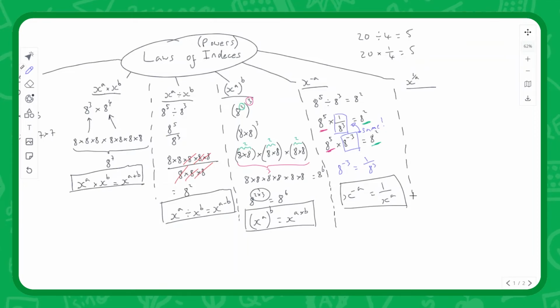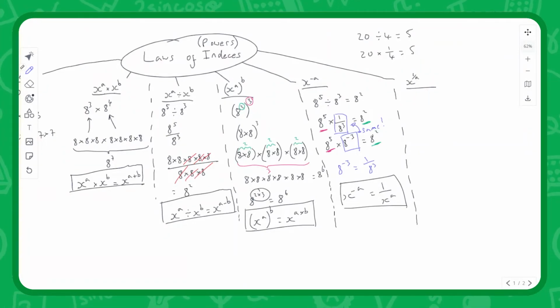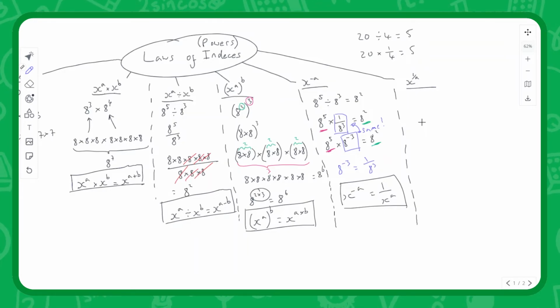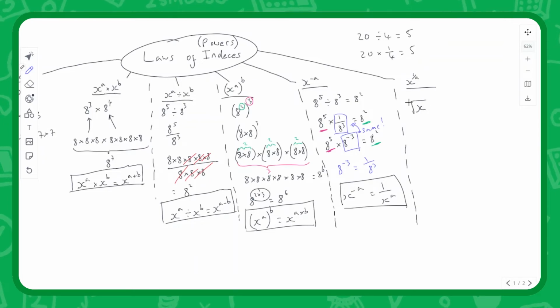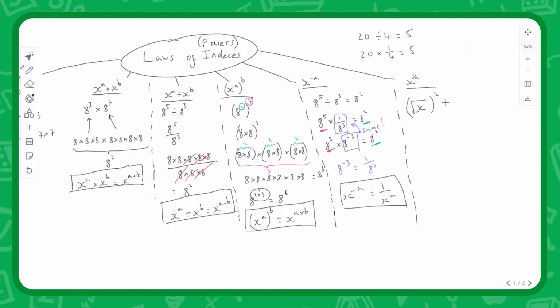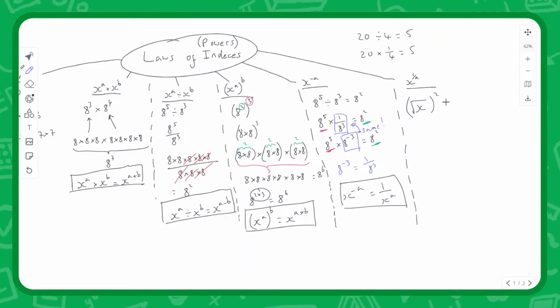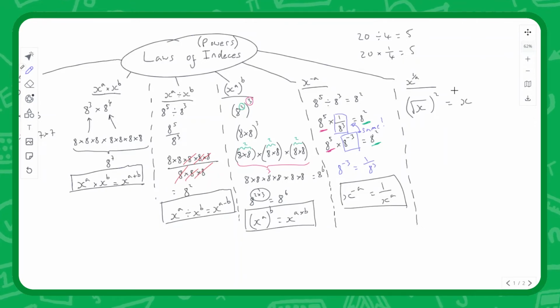Our final power rule is x to the 1 over a. If we explore what that means, stay with me for a second. Let's say we've got the square root of x all squared. Well, I know if I square the square root, I get back to the original number, right? The square root of 9 is 3. If I square that, I get back to 9. And so that just gives me x.